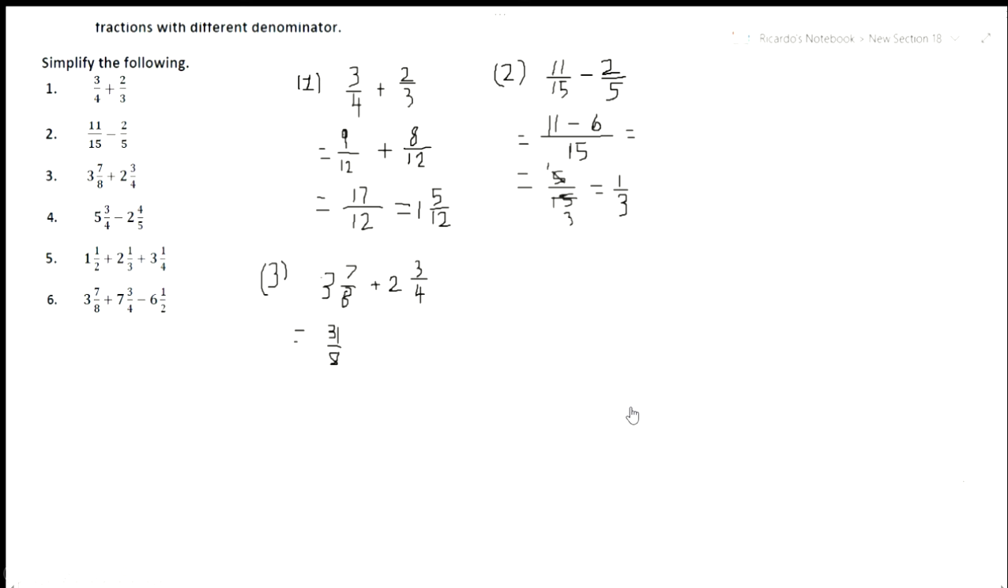Let's check back what we did. We multiply the whole number times the denominator, we get 24, then we add it to the 7, and we get 31.